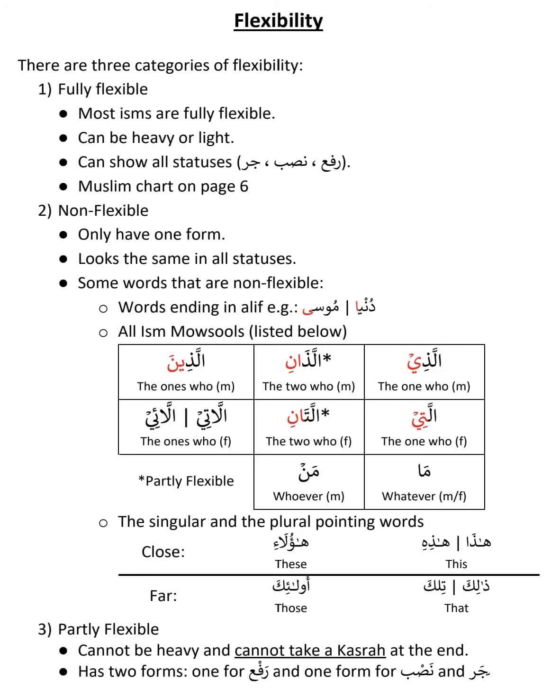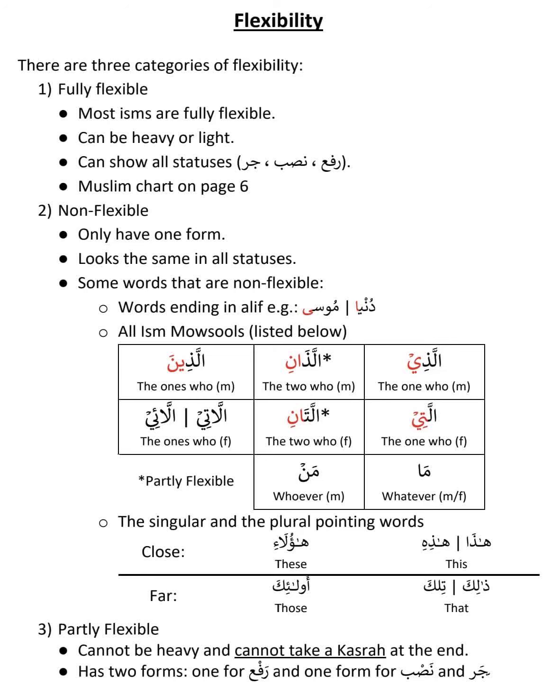If you take the word Muslim, it is a fully flexible word. That's why it shows Muslimun, Musliman, Muslimin. It can show Rafa, Nasab and Jar, and from the ending sound you can understand. But there are some words. So we are going to discuss 3 categories. One is fully flexible. What you have to do is remember the example. The word Muslim is a fully flexible word because it can have Rafa, Nasb and Jar and show all of them. Now the second one we are going to learn is non-flexible.